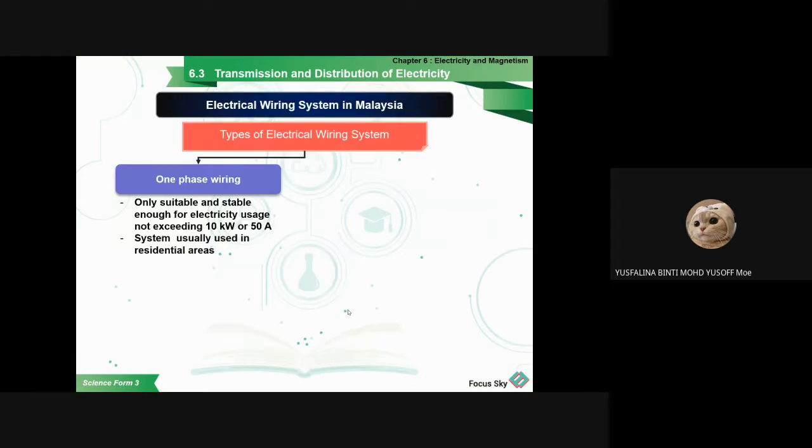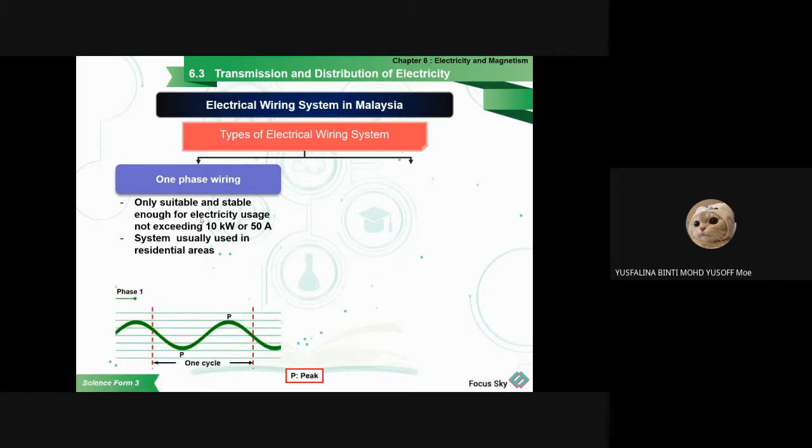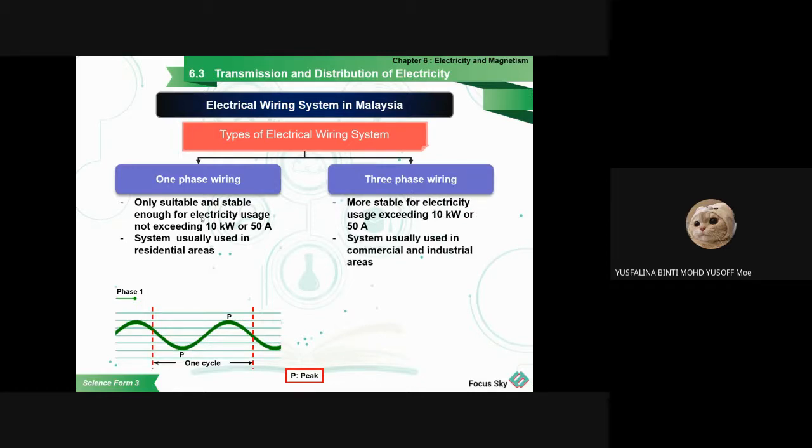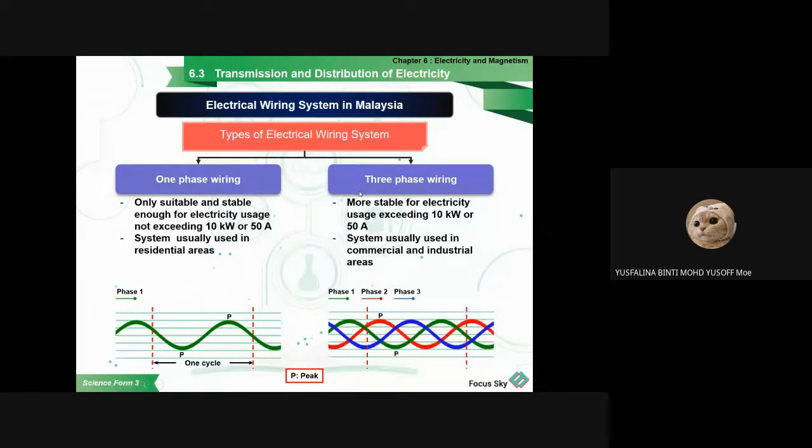And this one that I just explained is one phase wiring, so it is only suitable for usage not more than 10 kilowatt. This one is usually used in residential areas. For three phase, this one is for the heavy user, such as commercial and industrial areas. So factories use three phase wiring. So this is the three phase wiring.